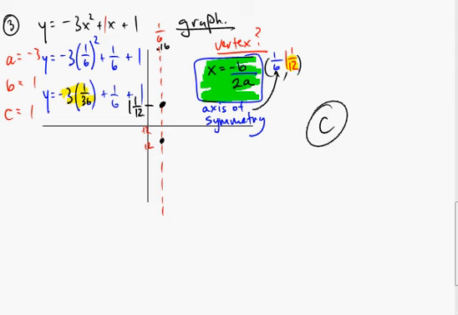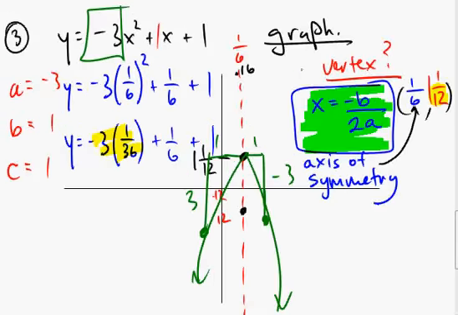If you were going to graph it, though, once you know the vertex and you look at the A, it's -3, so go right 1, down 3, wherever that puts you. All right, any questions? Number 3. Okay, number 4.